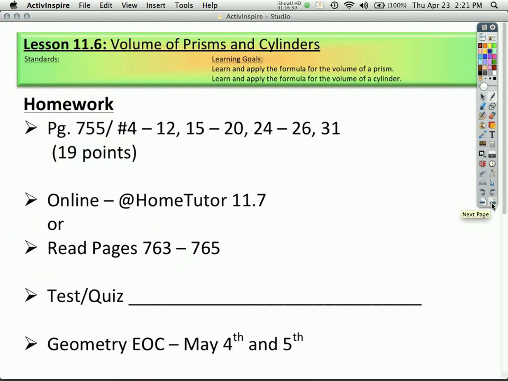All right, your homework is page 755. You're doing numbers 4 through 12, 15 through 20, 24 to 26, and number 31. Please do the at-home tutor for 11.7 or read pages 763 to 765.